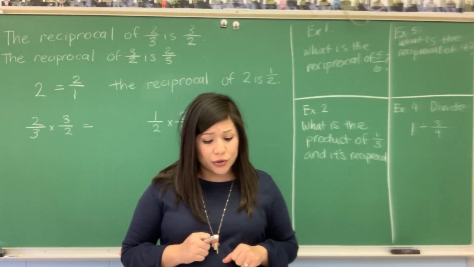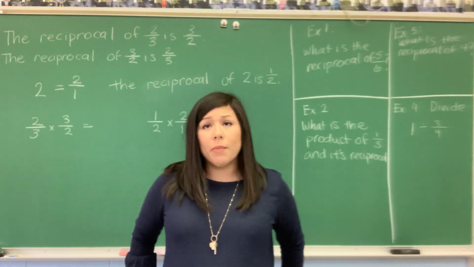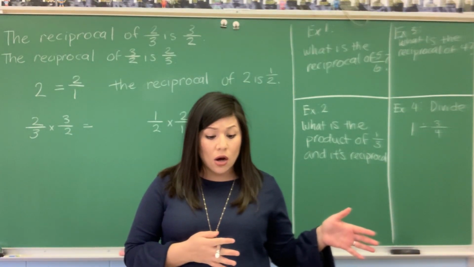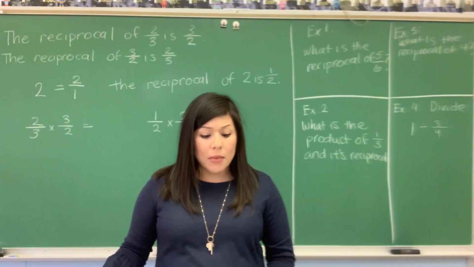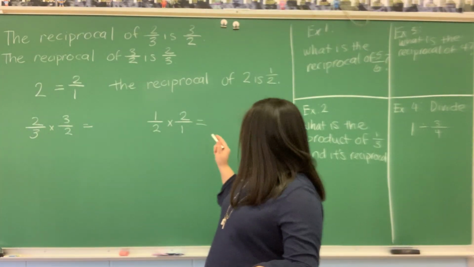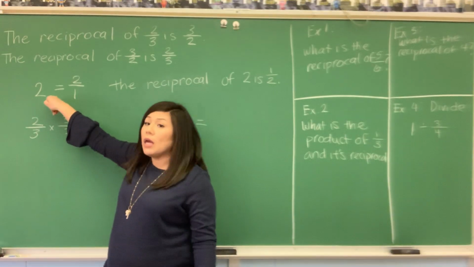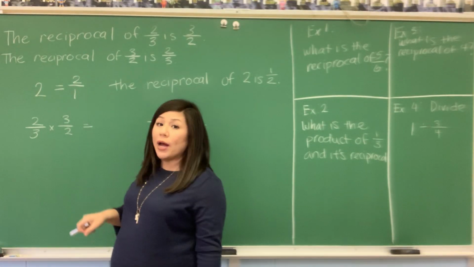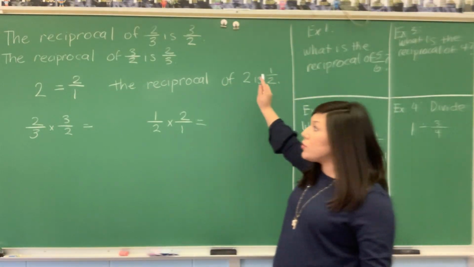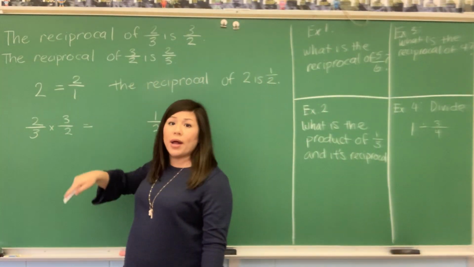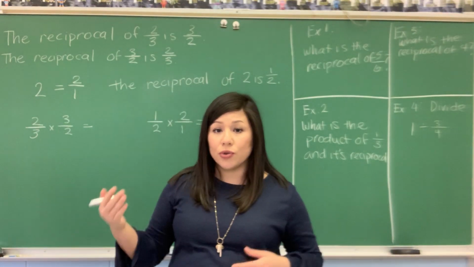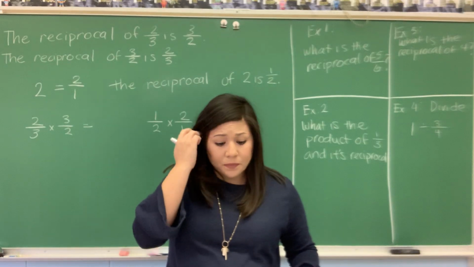Look with me on page 622. Whole numbers: not only do fractions have reciprocals, but whole numbers do as well. The whole number 2 may be written as 2 like this, but it can also be written as 2/1. The reciprocal of 2 is 1/2. So 2 is equal to 2/1, and we could say that, and it's still the same thing.